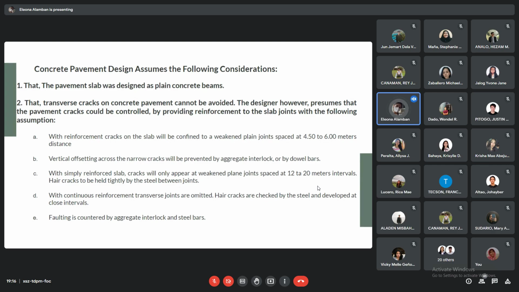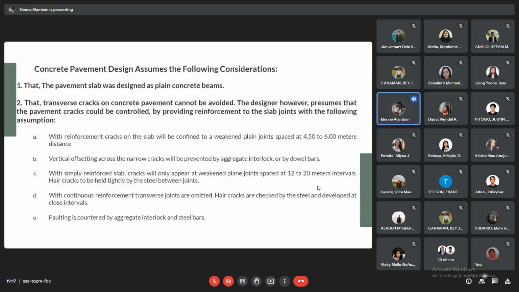Now, concrete pavement design assumes the following considerations. First, that the pavement slab was designed as plain concrete beams. Second, that transverse cracks on concrete pavement cannot be avoided. The designer, however, presumes that the pavement cracks could be controlled by providing reinforcements to the slab joints with the following assumptions. First assumption is with reinforcement, cracks on the slab will be confined to a weakened plane joint space at 4.50 to 6 meters in distance.